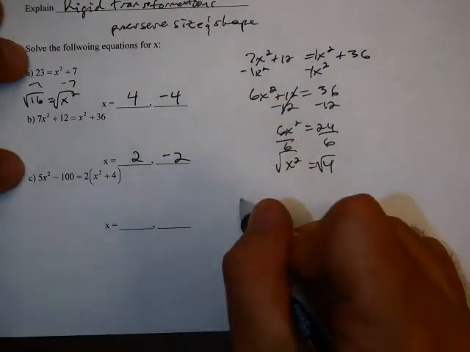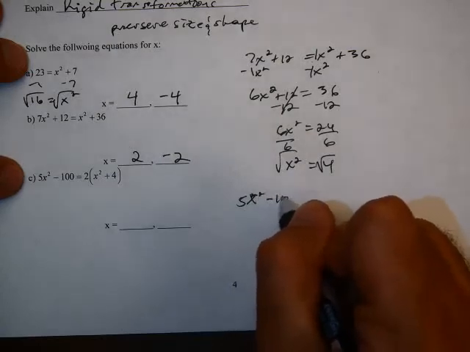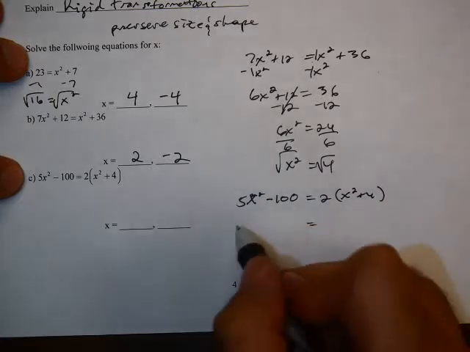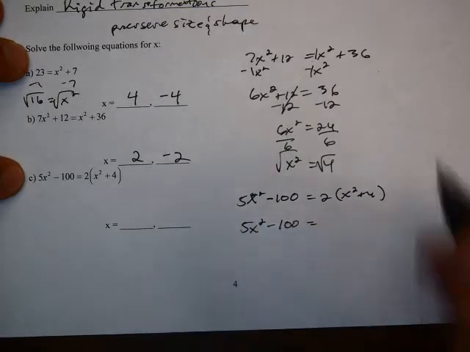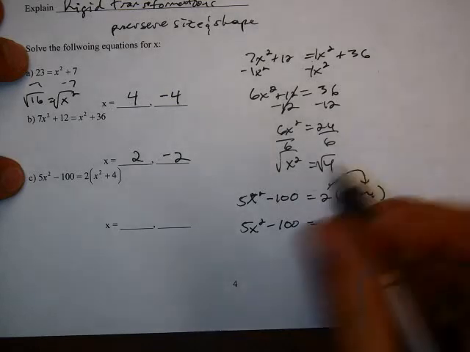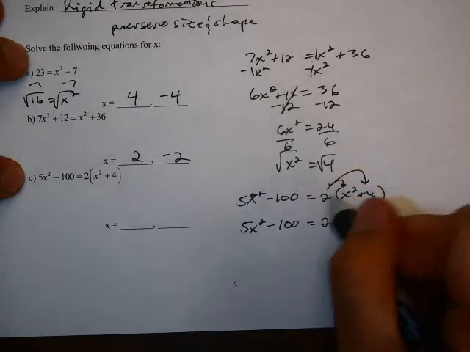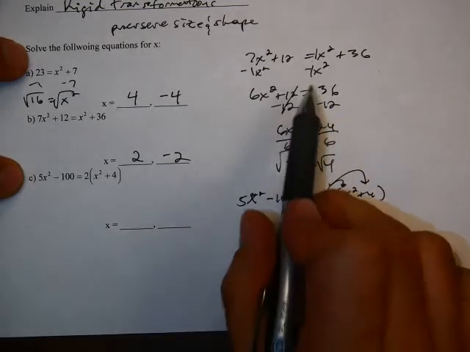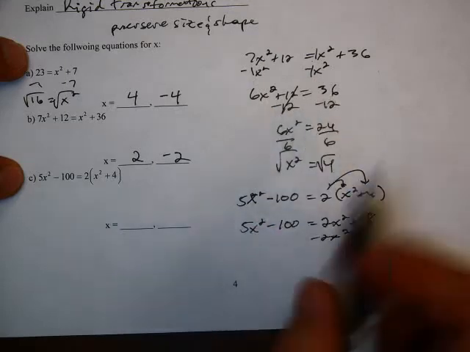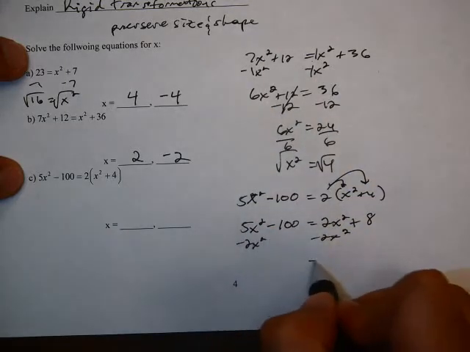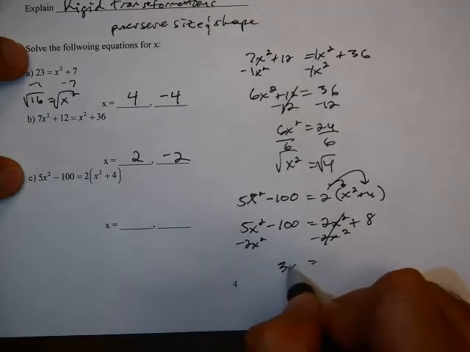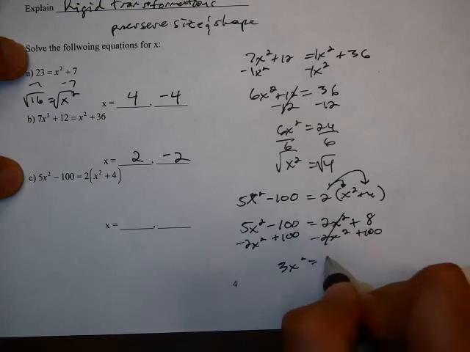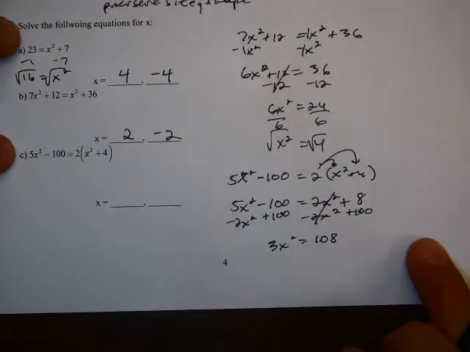The very last one, 5x squared minus 100 equals 2 times the quantity of x squared plus 4. Now, again, just reviewing all these different algebra skills, I'm going to distribute the 2. I get 2x squared multiplying through plus 8. Now, one step, I'm going to move, just like last time, I moved the x squareds over and the numbers to the other side. I'm going to do that all in one step here. I'm going to subtract 2x squared, that gives me 3x squared. And then I'm going to move this 100 over to this side plus 100. So I get 3x squared equals 108.